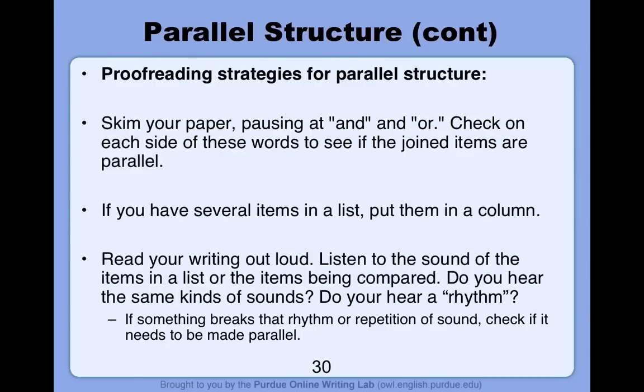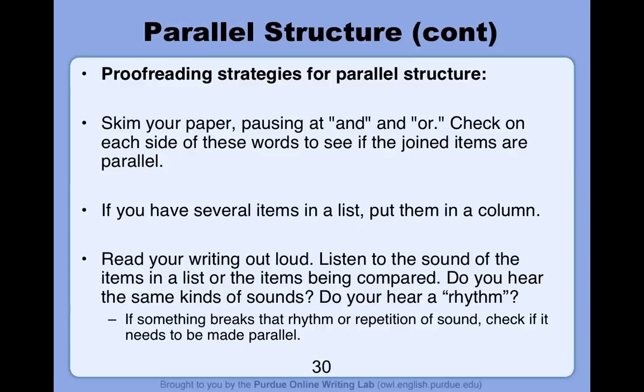Here are some proofreading strategies for parallel structure. You can use them when you're proofreading your papers, and you should always proofread your papers, many times in fact. One way is to skim your paper, pausing at and or. Check on each side of these words to see if the joined items are parallel. If you have several items in a list, put them in a column.